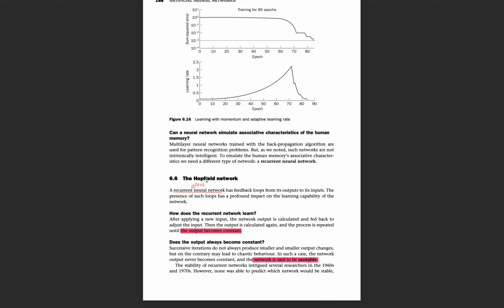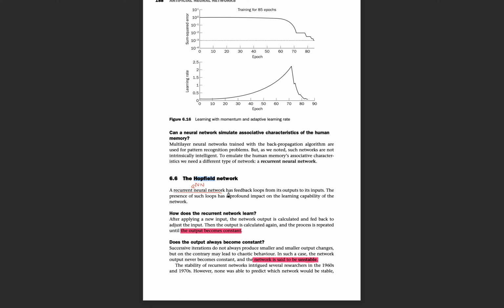Hopfield is an example of a multi-layer neural network, and it is a type of recurrent neural network or RNN. Hopfield neural network is unsupervised learning. BPNN is supervised learning. Hopfield is semi-supervised learning. We have supervised learning, unsupervised learning, and also semi-supervised. So Hopfield is a type of recurrent neural network.